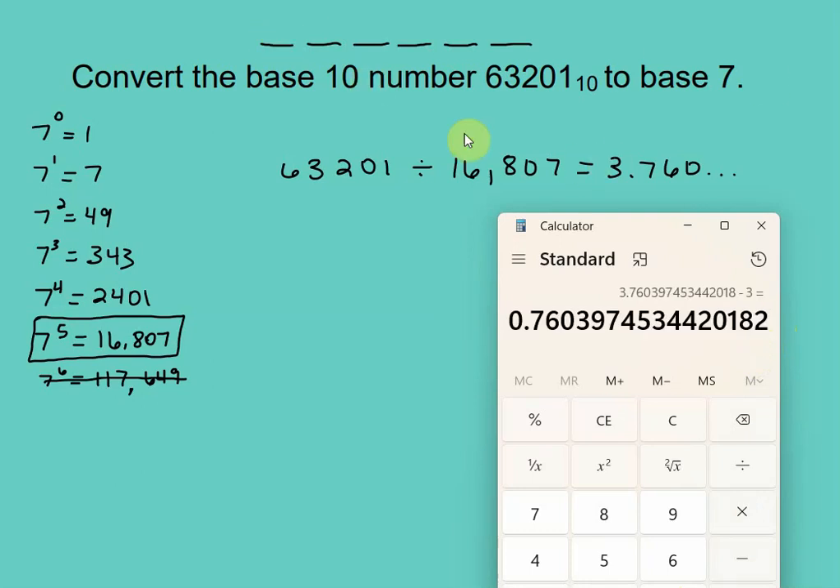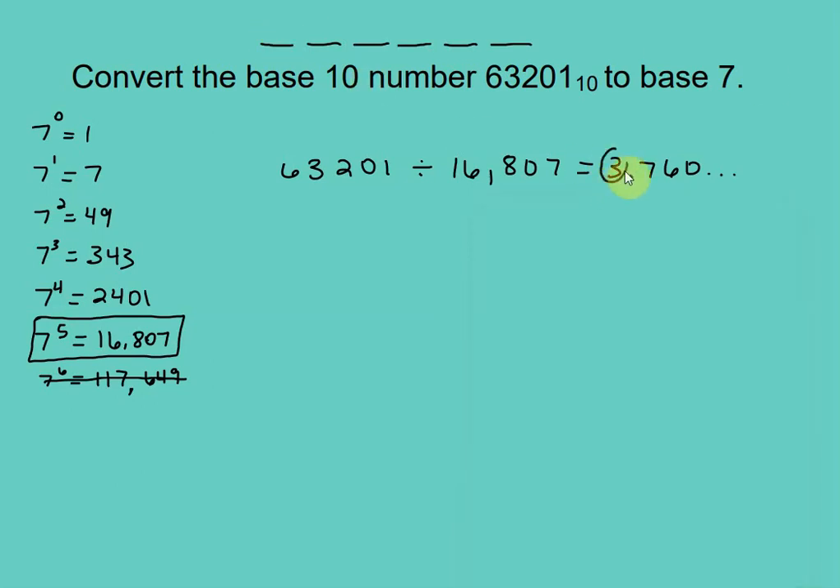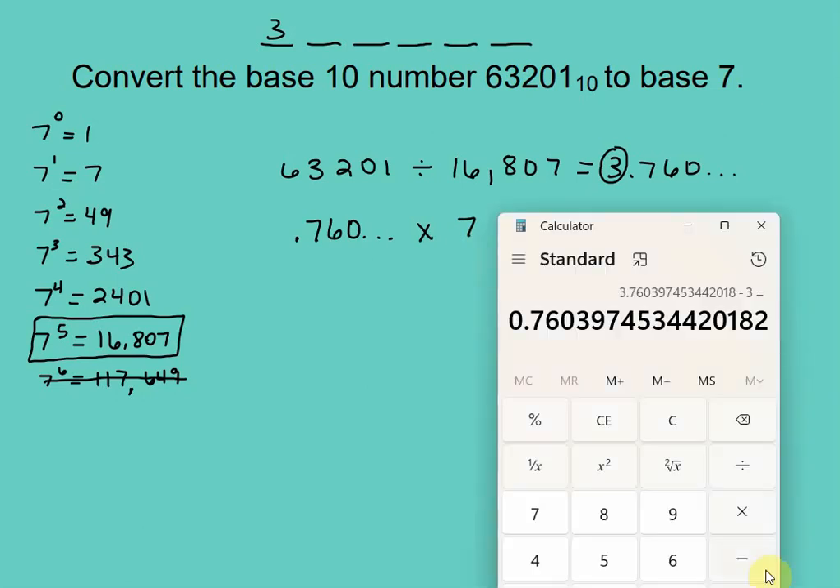Remember, whatever the whole number is, whatever's to the left of the decimal, that's the first digit in my answer. And I subtracted 3 from my calculator, so now I just have the 0.760, and then it continues. And I do just like I did before. I'm going to multiply times whatever base I'm converting to. So I'm going to multiply times 7.